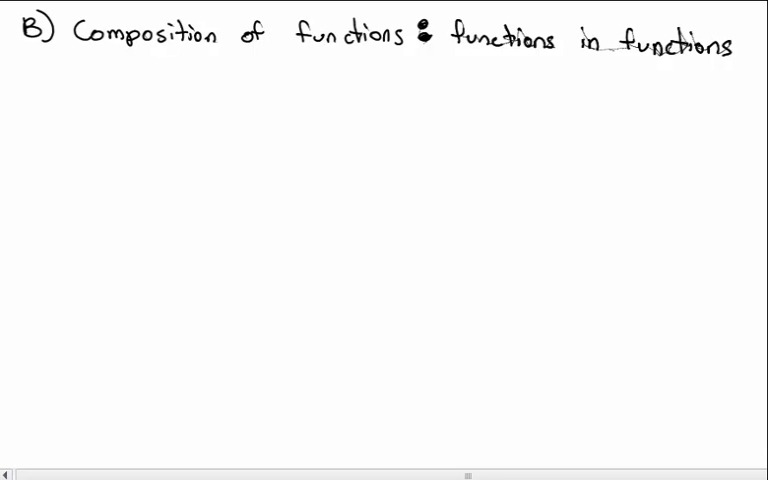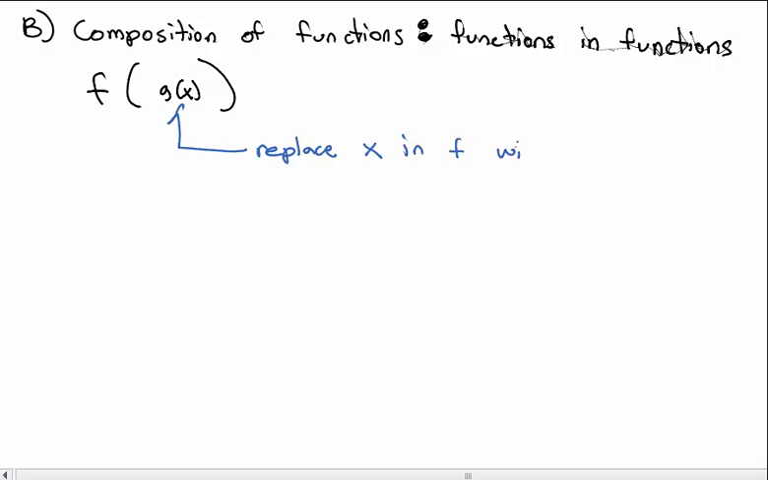The way we'll notationally show this is you will see an f with a g of x inside of the f. In other words, we're going to replace the x in f with g. That inside stuff is going to go into the f function. Maybe it'd be better to show it with a few examples.